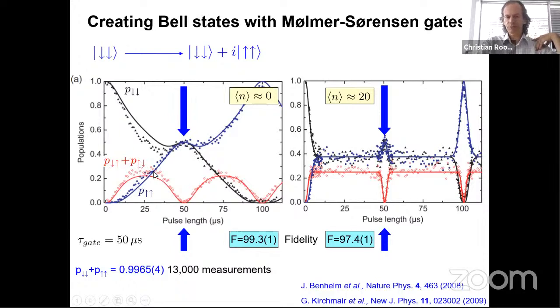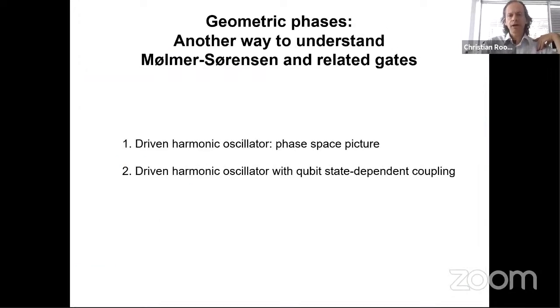So here this population can only be explained if you assume that the vibrational quantum number has increased by 1 unit, but interestingly it vanishes at the right time. And I would like to spend a bit more time on explaining to you why this is so. For this, I want to talk about geometric phases as another way to understand this Mølmer-Sørensen gate, but also related trapped ion quantum gates.